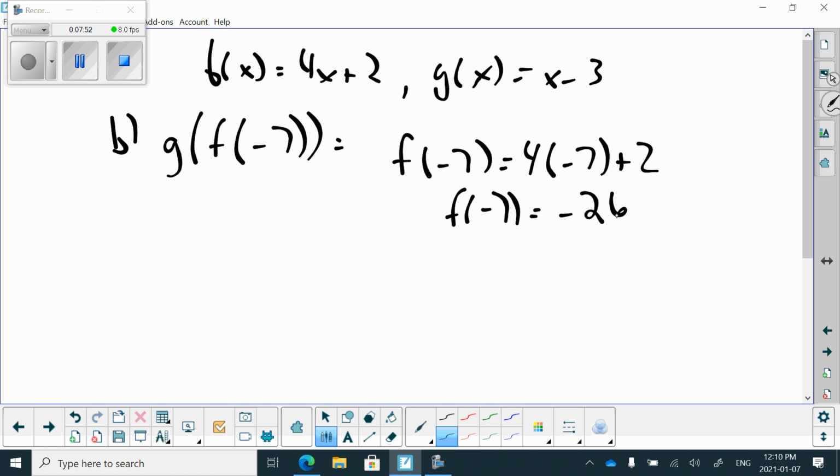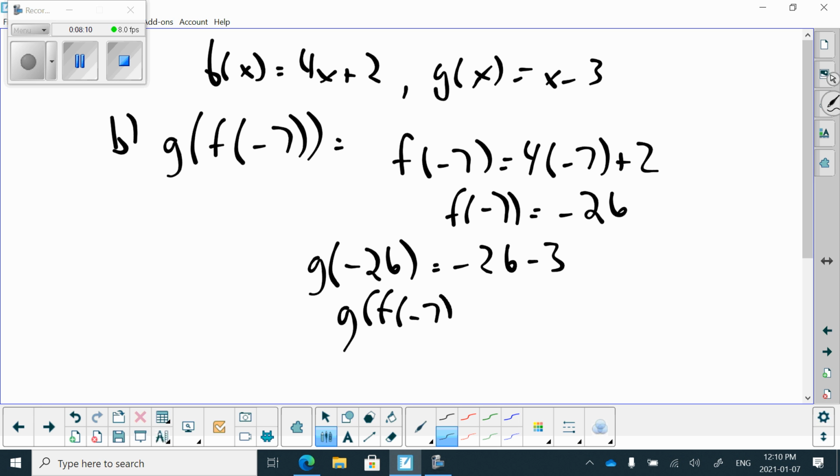Somebody else? Yes. Tell me what's right, please. So it would be g of negative 26. Yep. Equals negative 26. So then g of f of negative 7 would equal, exactly. Questions about that? Okay. I'm trying so fast to write everything down, I can't even pay attention.